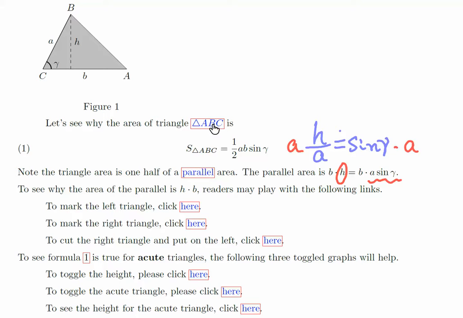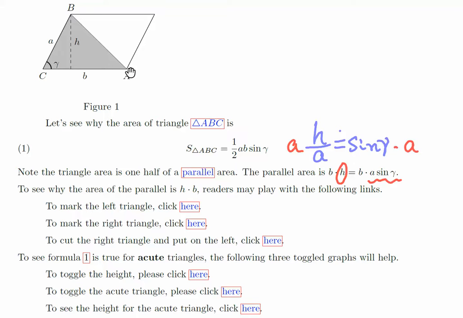In this video clip, we'll see why this gray triangle area has the formula 1/2 times AB times sine gamma. Let's first note that this triangle area is half of this parallelogram area. So if we can find out the area of this parallelogram, we divide by 2, we shall get the gray triangle area.